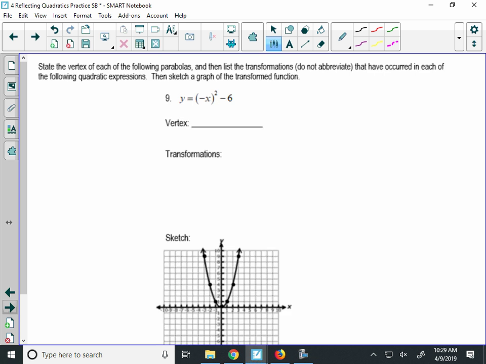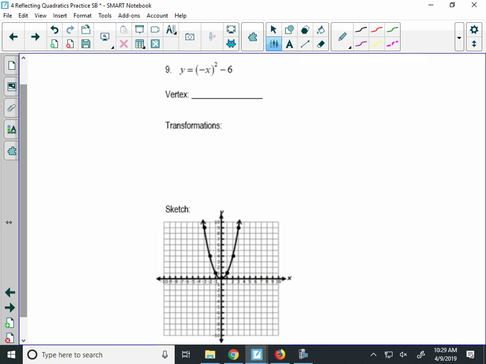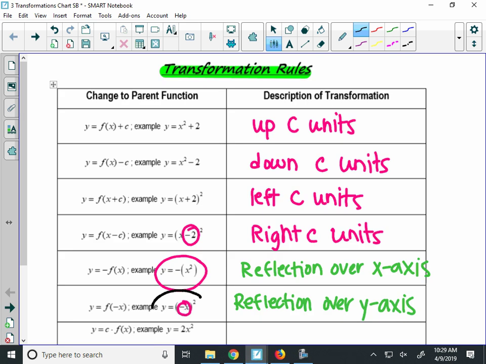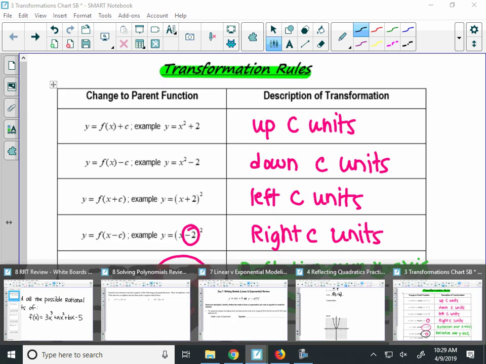All right, and finally, number 9. I think this is the last one. Yep. We're going to find the vertex, state the transformations, and then make the graph of this problem. Well, our vertex, we use the number that's after the x in the parenthesis. There is no number, so that vertex is at 0, same as the y value at the outside of the parentheses. The transformations, well, when I have a negative inside the parentheses, here, that's reflecting over the y-axis.